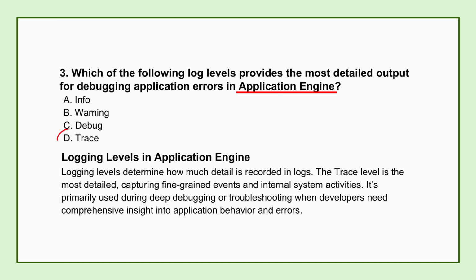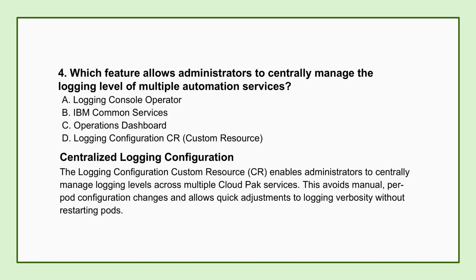Okay, trace. Got it. Now, imagine having to individually log into every single service and manually bump that level up to trace, then back down. What a nightmare, especially during an outage. It'd be terrible. Thankfully, the source material points out that administrators can centrally manage logging levels for multiple automation services using the Logging Configuration Custom Resource, the CR. This lets you dynamically adjust levels, INFO, debug, trace, whatever, without needing to restart pods, which makes log management much more efficient and less disruptive, especially in the heat of trying to fix something critical.